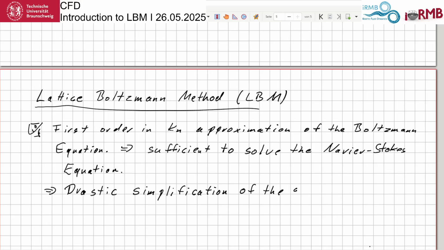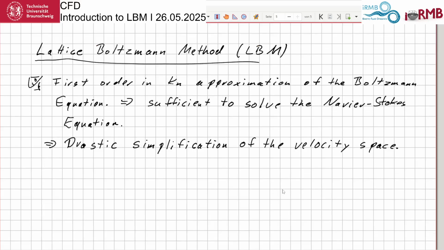Or, no, not the state space, the velocity space. Because what we have to do now is to find the discretization of the velocity space. So we have to discretize everything. In the Navier-Stokes equation, we only have to discretize space and time. In the Boltzmann equation, we also have to discretize space and time, but we also have to discretize the velocity space. So how do we discretize the velocity space?